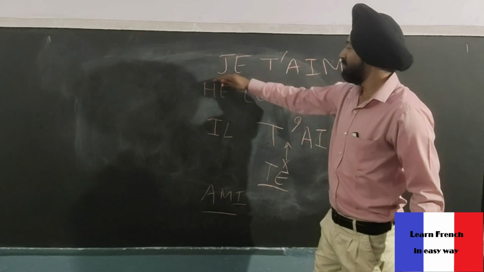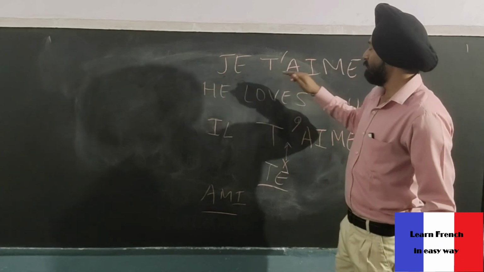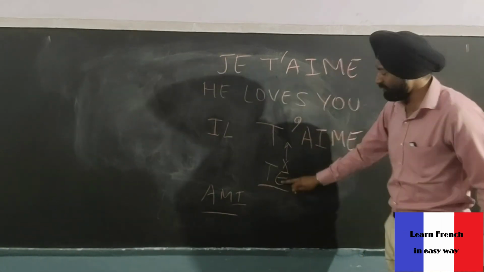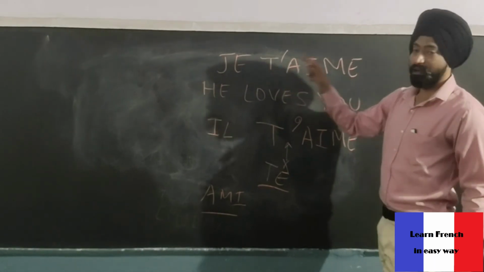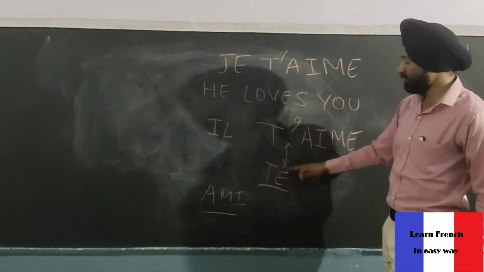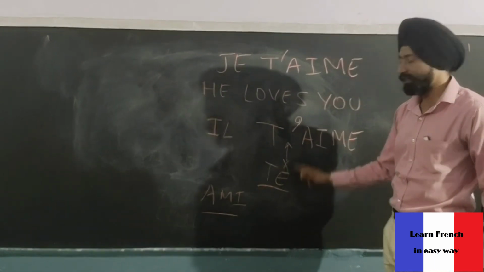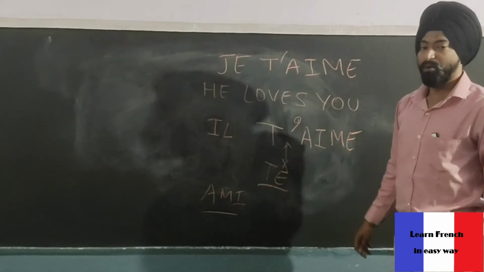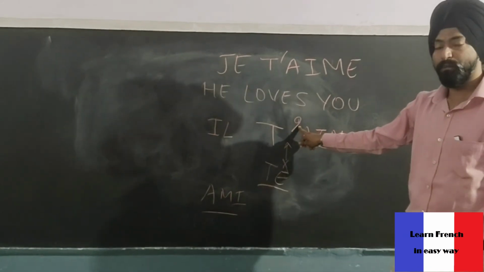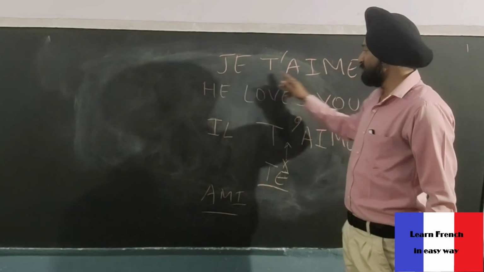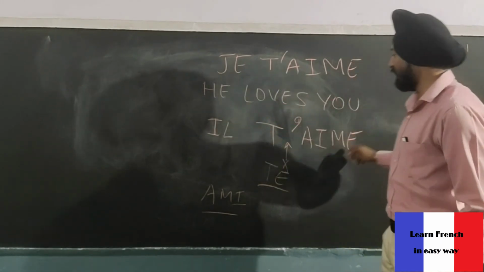So ami is je, tomake is t', bhalobashi is aime, this one pronoun. So the e is omitted because of the fact that two vowels are coming together. E is removed and joined with the help of an apostrophe. So this becomes je t'aime, this becomes il t'aime, he loves you.